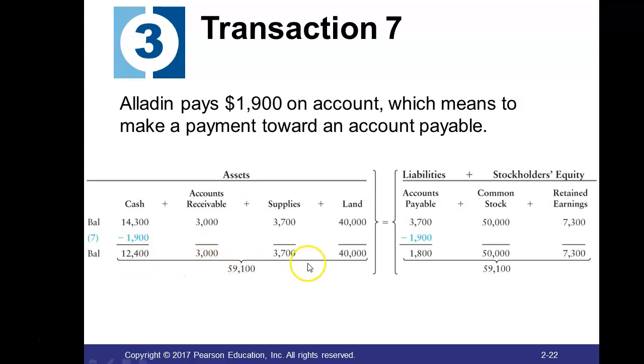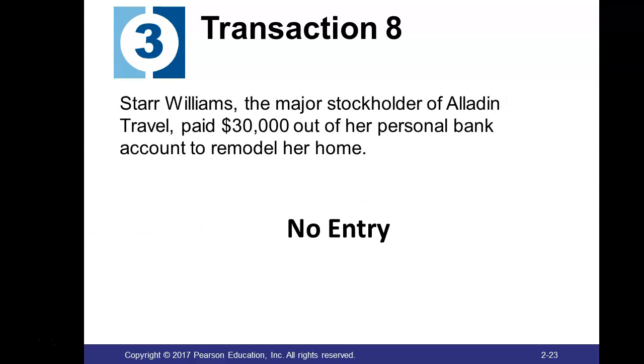The next side is then liabilities and stockholders' equity. Well, there's no retained earnings effect, no revenues or expenses. There's no common stock, but there is an accounts payable. We need to reduce the accounts payable by $1,900. So in this transaction, we're reducing our cash and we're reducing our liabilities. We have now a balanced entry.